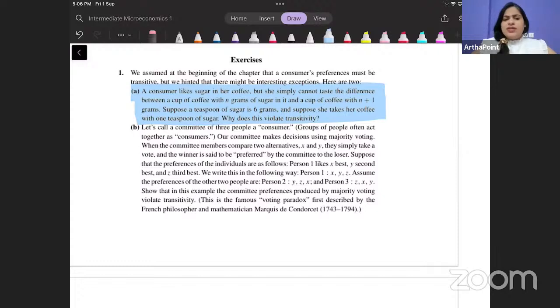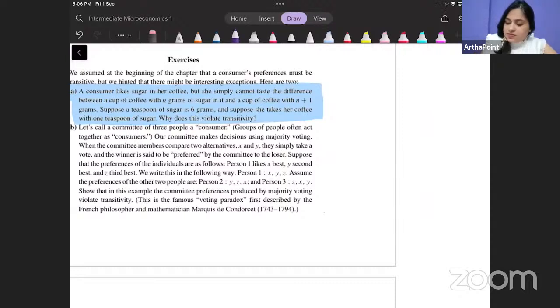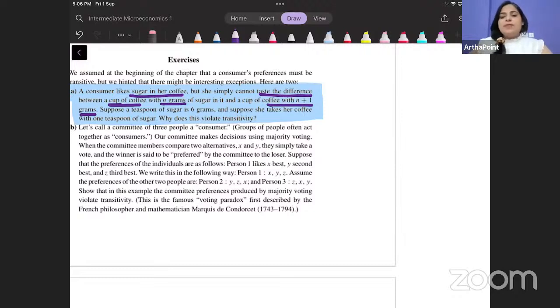So beta, let us look at the solution to this. ध्यान से question पढ़ो. A consumer likes sugar in her coffee, but she simply cannot taste the difference between a cup of coffee with n grams and n plus 1 grams of sugar. मतलब ये ऐसे है, जैसे suppose beta I ask you, I am making tea for you and I ask you how many cups of sugar do you like? You tell me, ma'am, put either 2 or 3, I am fine with it. So या 2 या 3 cups of sugar are absolutely fine, right?